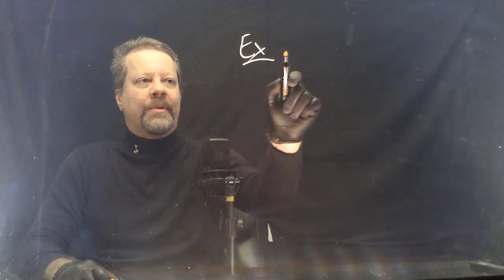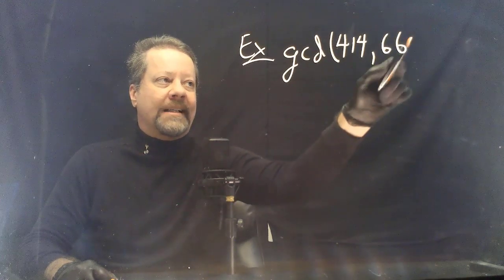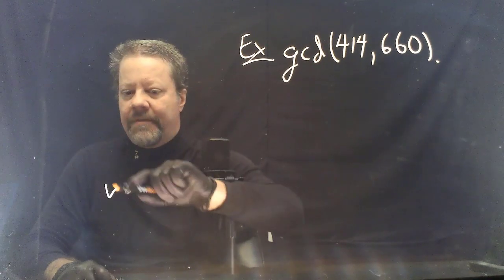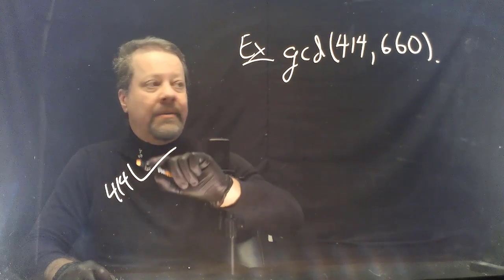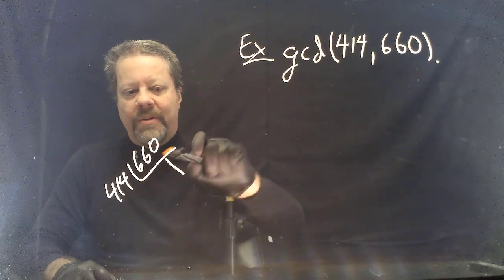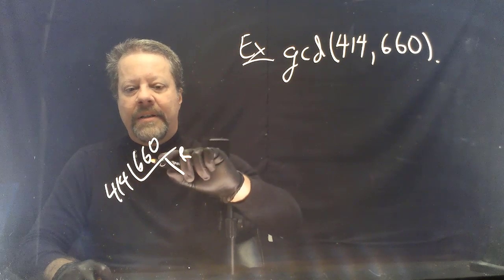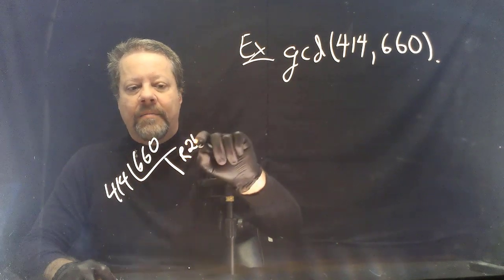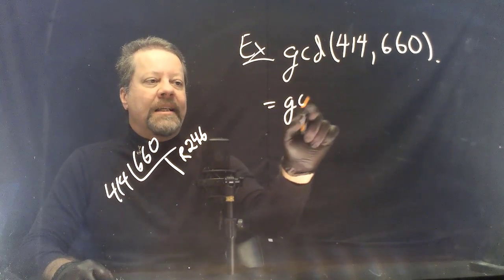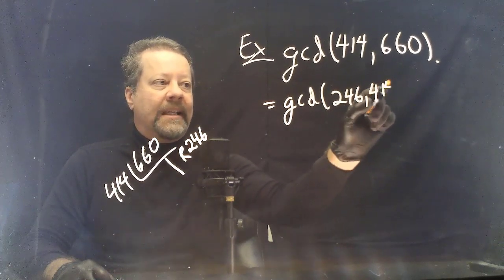As an example, suppose we're looking for the greatest common divisor of 414 and 660. Well, how many times does 414 go into 660? It only goes in there once. What do you get as the remainder? You'll have to subtract. And it looks like you'll get 246. And so this will be the same as the GCD of 246 and 414.